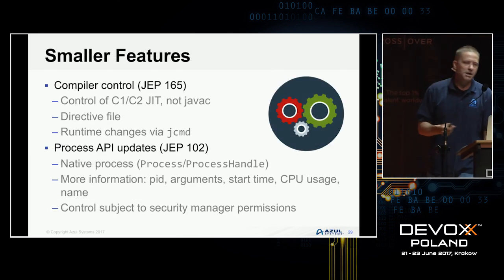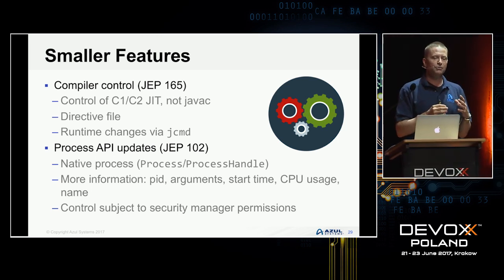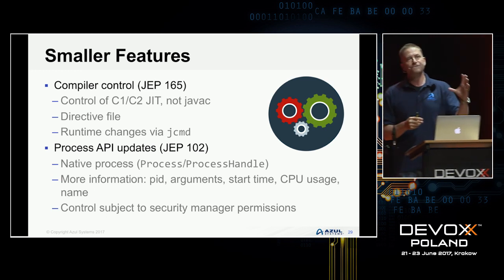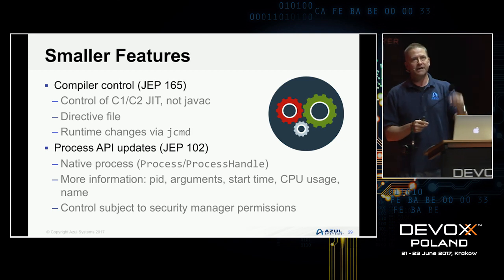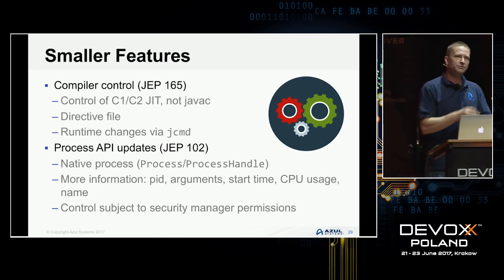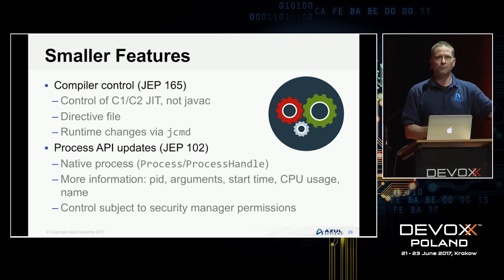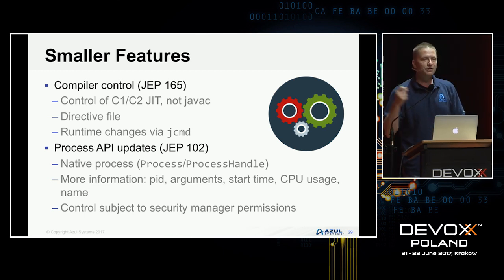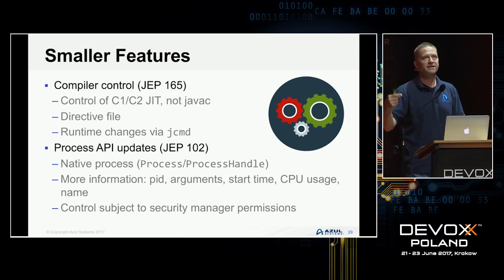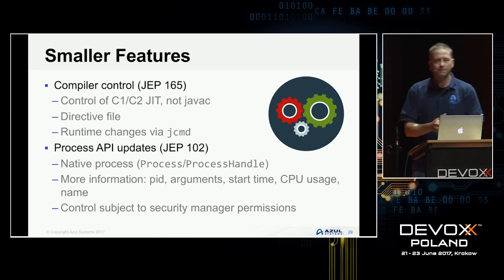Smaller features, compiler control. This is the ability to specify a directive file for the JIT compiler. We're not talking about Java-C here. We're talking about the compiler inside the JVM. So what you can do is specify how you want things to happen. You can say, I want to force method inlining for these particular methods, and there are various other things you can do from the directive file. You can also make changes at runtime via the jcmd command, and so you can override things and change those if you really want to.